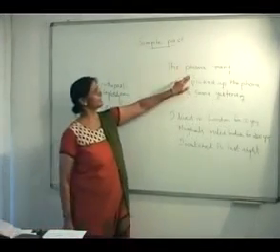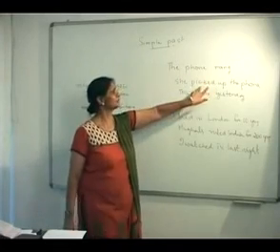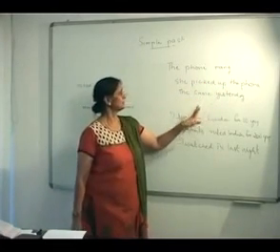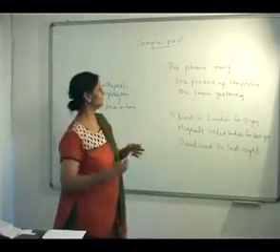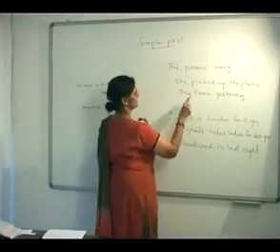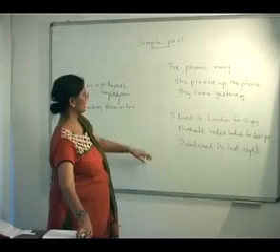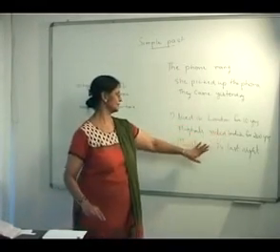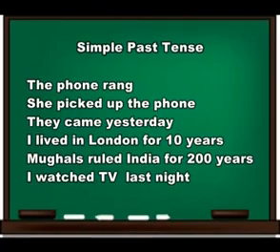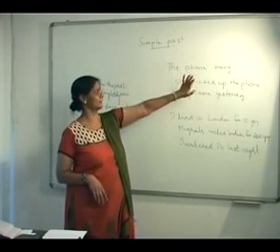Let's see the sentences. The phone rang. She picked up the phone. They came yesterday. I lived in London for 10 years. Mughals ruled India for 200 years. I watched TV last night. In all these sentences, you see that we express actions that are completely over and in the past using simple past tense.